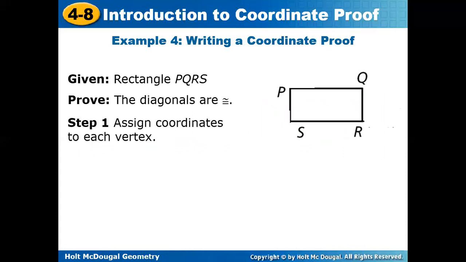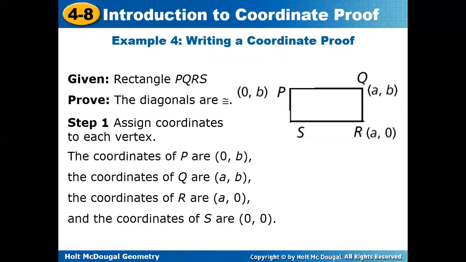So assign coordinates to each vertex. This coordinate S is 0 and 0. If the length is A and the width is B, then the point which is on the x-axis will be A and 0, and the point which is on the y-axis will be 0 and B, and the fourth point will be A and B.